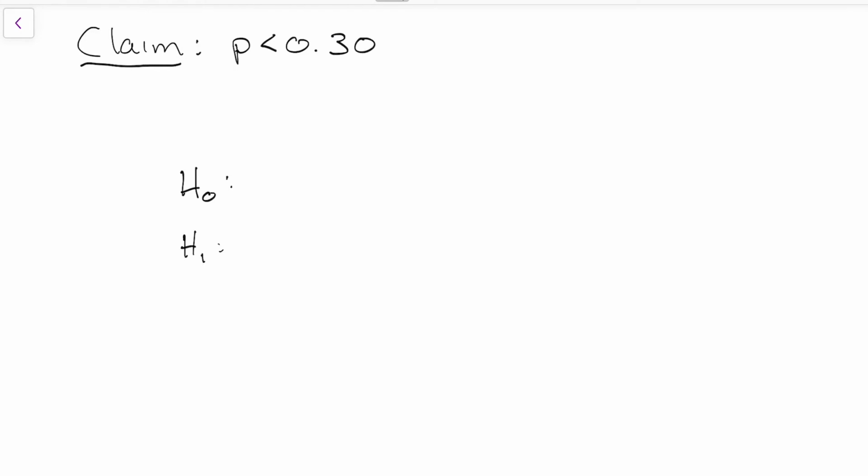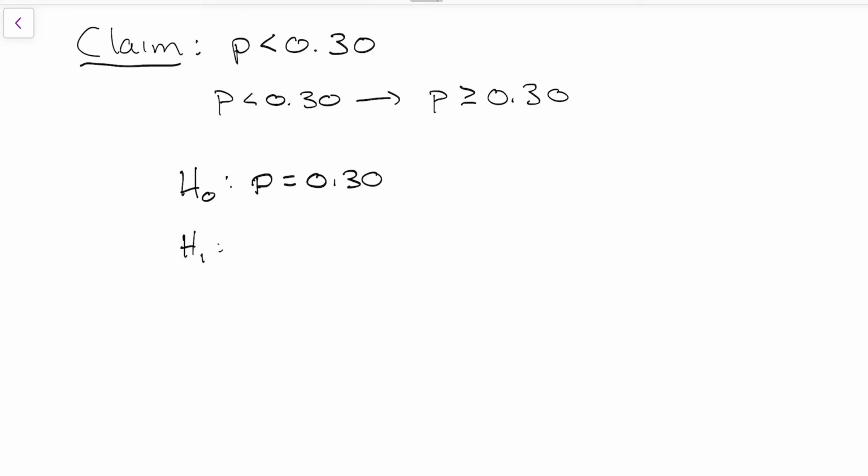To determine our null and alternative hypotheses, we take the symbolic version of our claim, and we also look at the complete opposite version of this, which is p ≥ 0.30. Our null hypothesis is always the case where it's equal to our value, and our alternative hypothesis comes from whichever of these two does not contain equality. In that case, that would be p < 0.30.